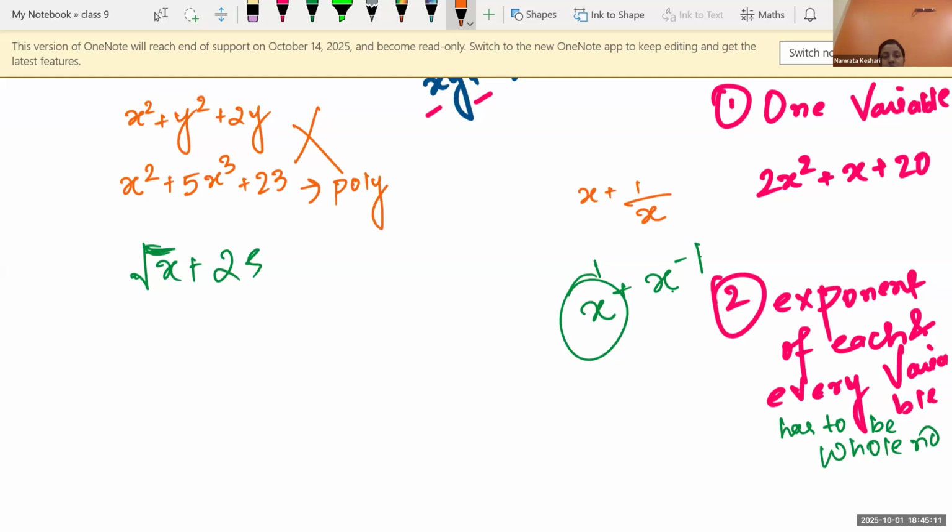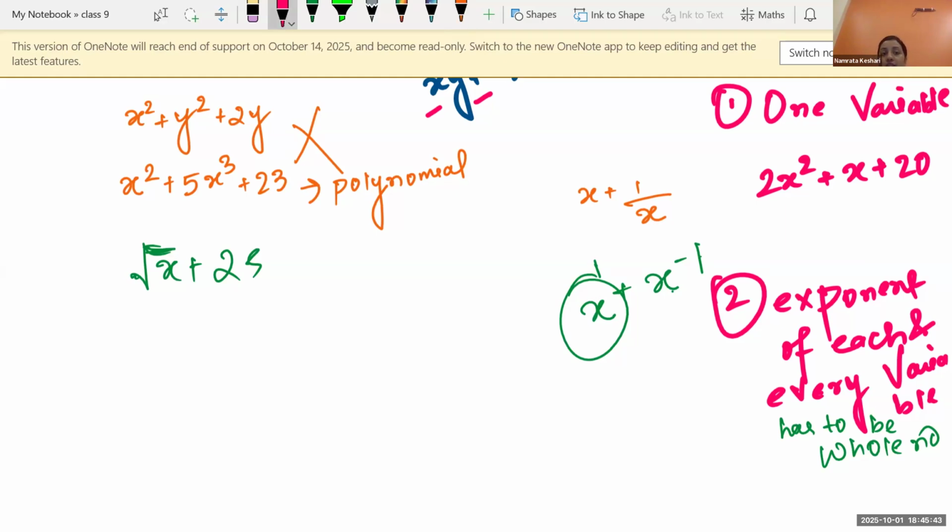Any algebraic expression containing just one variable, apart from one variable, doesn't mean that x will be there one time. It means only one alphabet will be involved. Now the next rule: these two rules need to be followed, otherwise, if any one is not fulfilled, we will say it's not a polynomial. So the second rule is that the exponent of each and every variable needs to be a whole number.